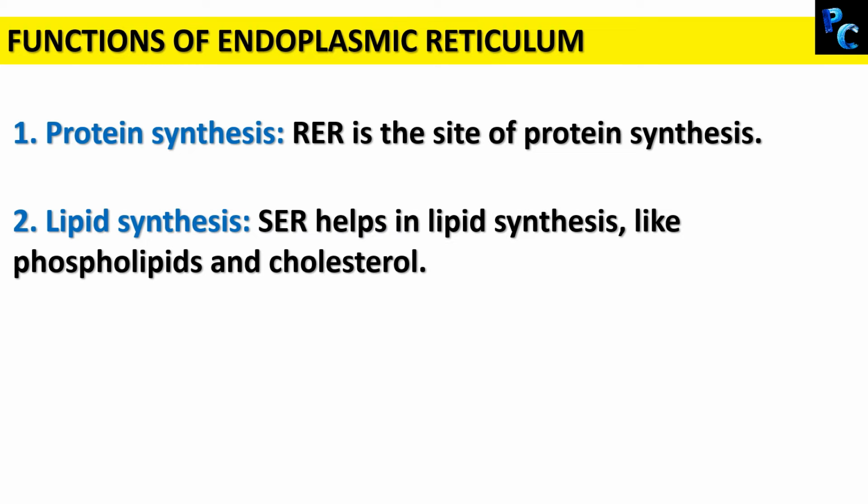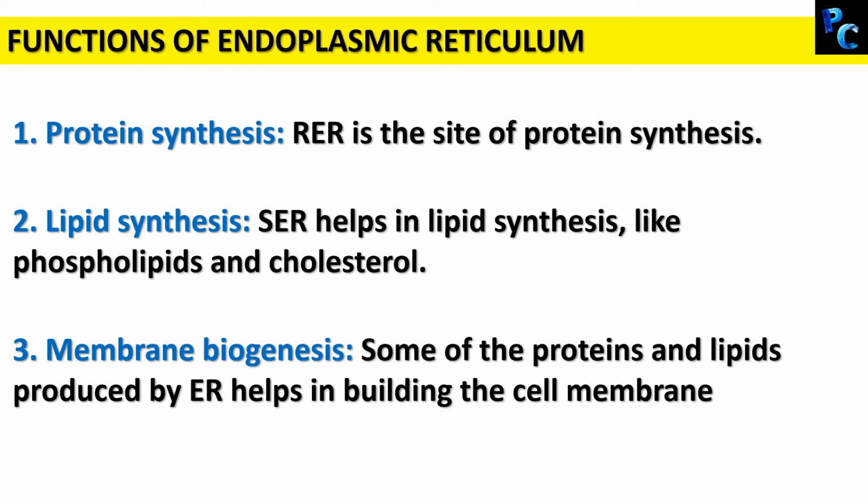Lipid synthesis is done by SER, that is smooth endoplasmic reticulum. Lipids like phospholipids and cholesterol are made by smooth endoplasmic reticulum. Endoplasmic reticulum is involved in membrane biogenesis, that is, some of the proteins and lipids produced by endoplasmic reticulum help in building the cell membrane. This process is called membrane biogenesis.